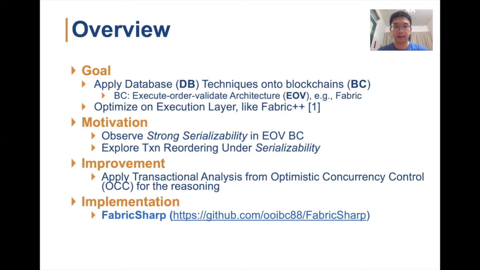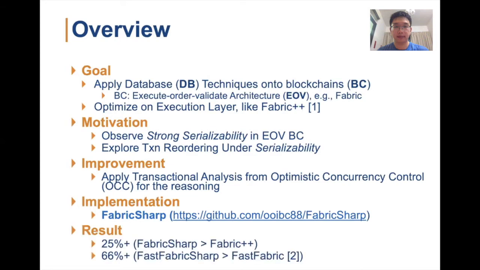We achieve 20% improvement over the state-of-the-art. Our approach can also further complement other Fabric implementations such as Fast Fabric.